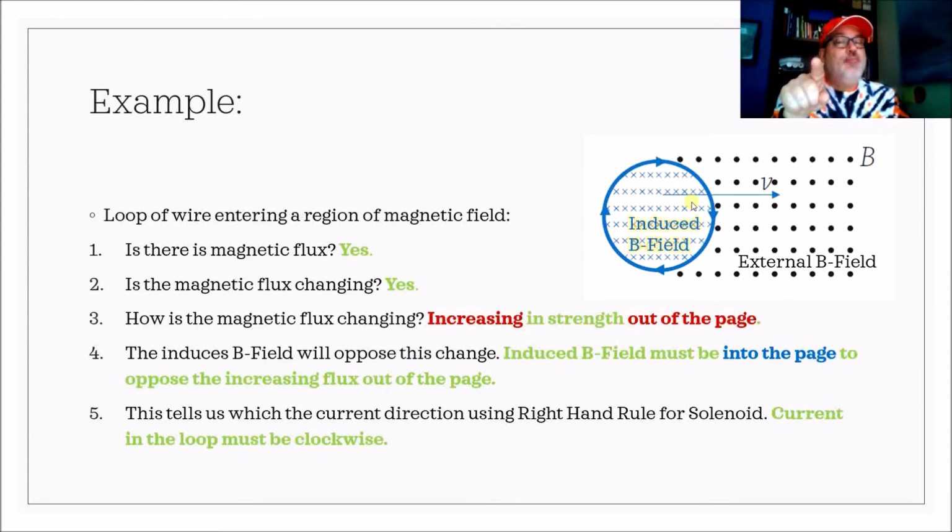So what do we need to oppose that? We need a magnetic field that's into the page to oppose the increasing out of the page. So the magnetic field that will be produced by this loop will be into the page to oppose the changing, strengthening magnetic flux out of the page. And which way will the current then be in that loop? Well, if you use your solenoid rule, you can see that it has to be clockwise to produce a magnetic field into the page. All right, you got it?